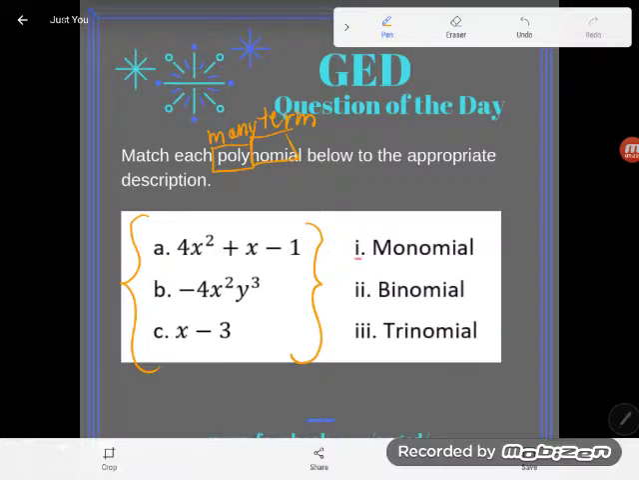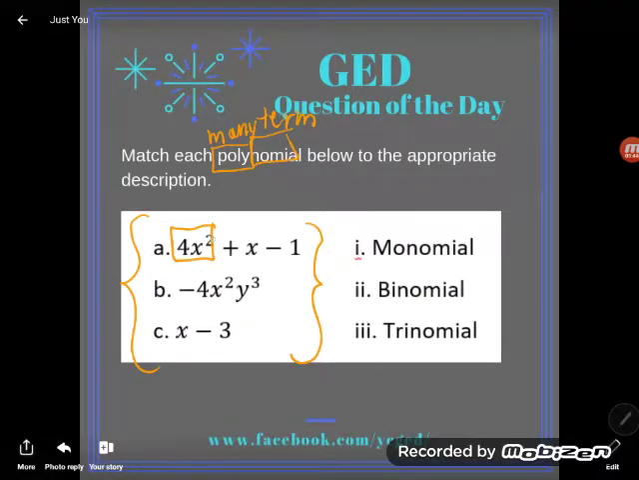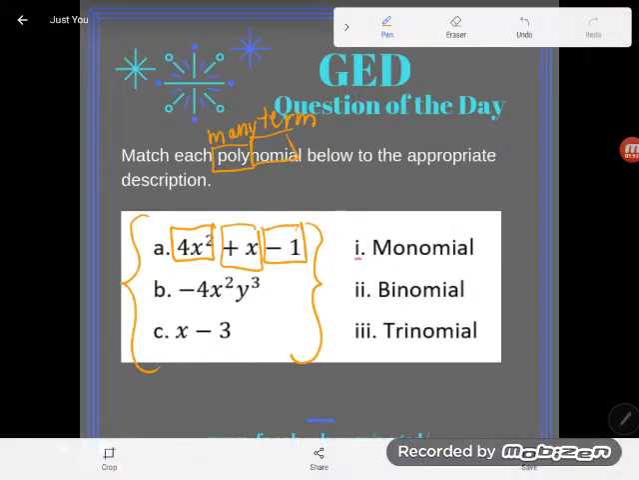So that is one of the reasons we learned to count terms last question of the day. So let's review that terms are these mathematical expressions that are separated by addition and subtraction. Basically, each time you have an act of addition or subtraction, a new term starts. Looking at this, I have 4x squared, and then I see an act of addition that starts a new term, plus x, so positive x is another term, and minus 1, adding or subtracting starts a new term. So this particular polynomial has 3 terms.